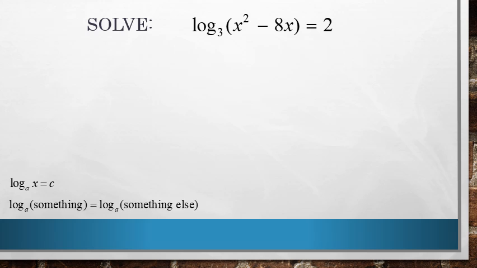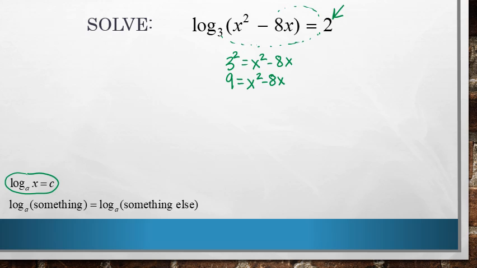So again, we want to get this into one of two forms. You can see that this is going to be able to be written in that first form because I have this constant, and luckily it's already in that first form for me where I have the logarithm isolated on the left-hand side. Okay, so when I do this, I'm going to change it to an exponential form, so 3 squared equals x squared minus 8x. 3 squared is 9. Get everything on the same side.